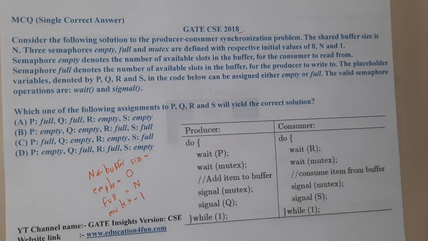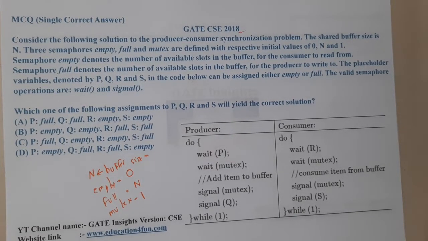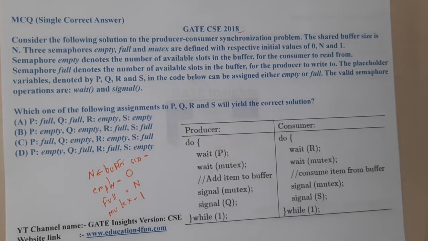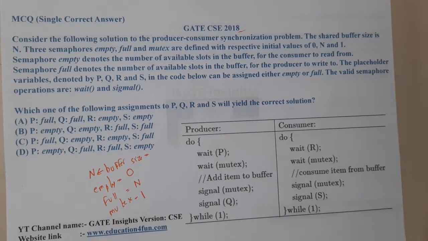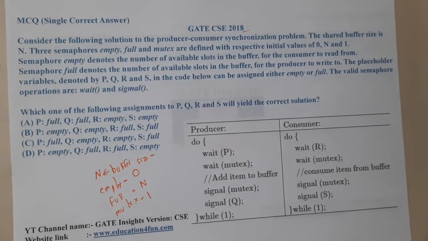The placeholder variables denoted by P, Q, R and S in the code below can be assigned either empty or full. The valid semaphore operations are wait and signal. Which of the following are P, Q, R and S? This is a theoretical question, or a question which we already know.